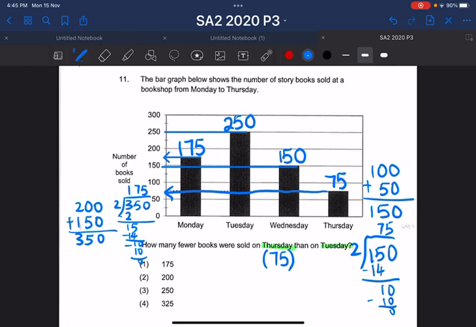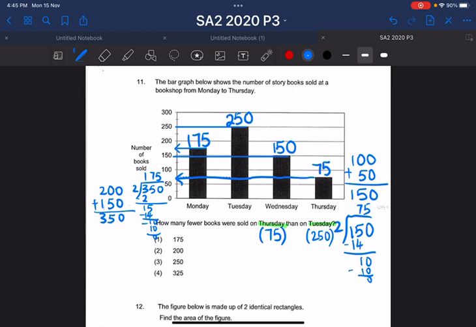Tuesday will be 250. So the question is asking how many fewer books. So you can actually find the difference between the 2. If I subtract the small number from the big number, then I will know the fewer books by how many. So I'm going to do this: 250 minus 75. Okay, I'm taking the difference between the 2.